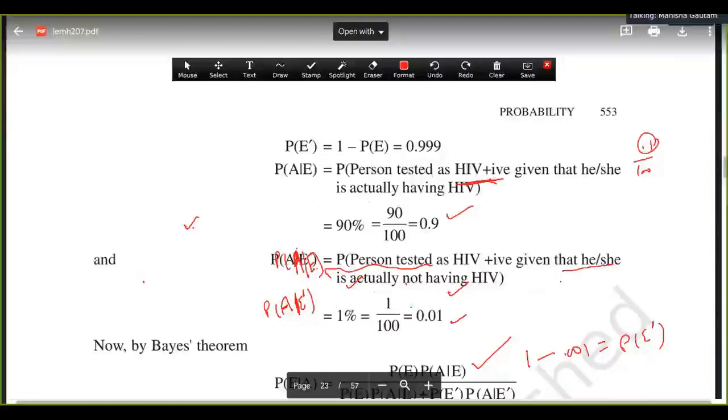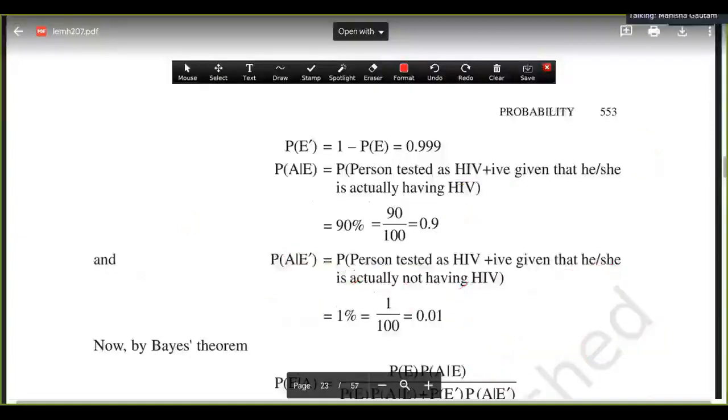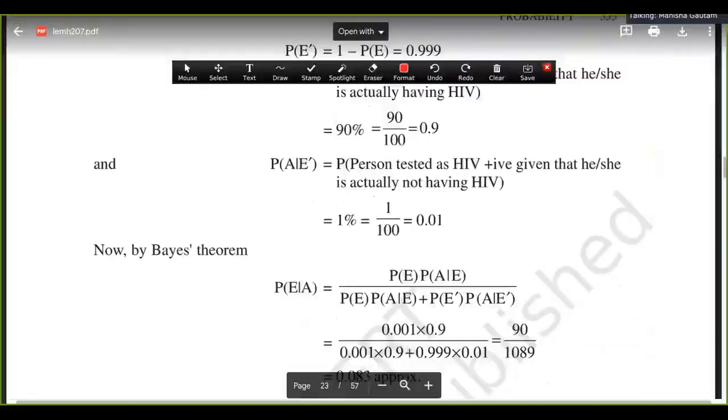Now our solution requires the probability of the person who has HIV and is diagnosed. The probability will be probability of E into probability of A if E happened, over the total probability. Put the values and you will get 90 upon 1089, and simplify it.